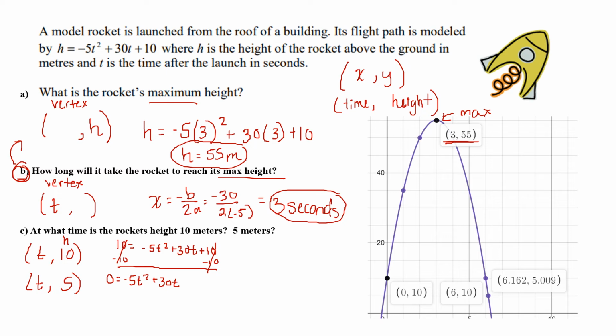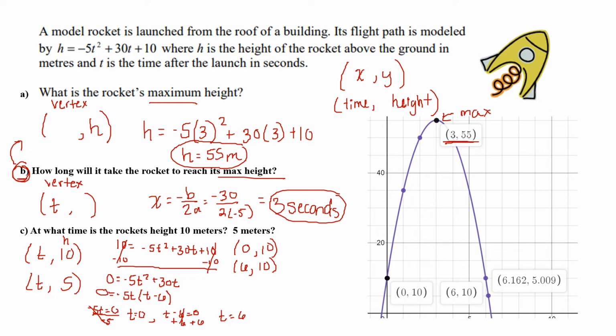All right. And this one actually can be factored. So I'm going to factor out a negative 5t, and that leaves behind a t minus 6. So I'm going to set both of these equal to 0. All right, this one I'm going to divide by negative 5, I get t equals 0. And then I have a t minus 6 equals 0. I'm going to add 6 to each side. I get t equals 6. So I have 2 times when the height is 10 meters. I have at 0 seconds and I have at 6 seconds.